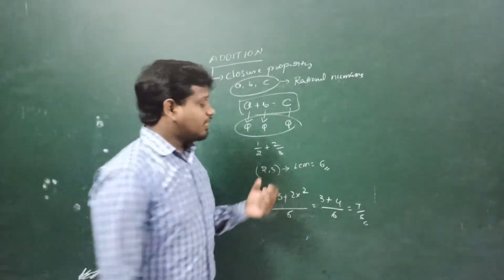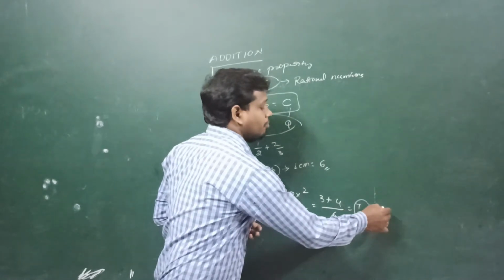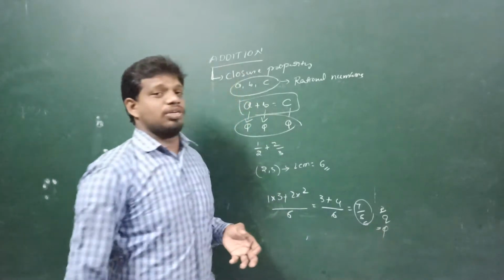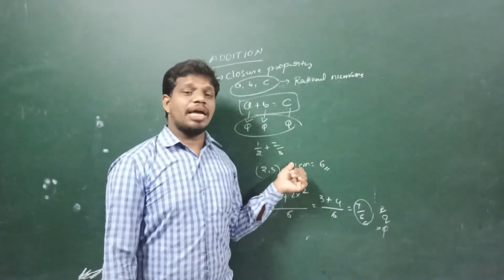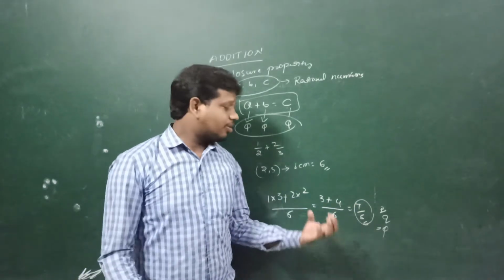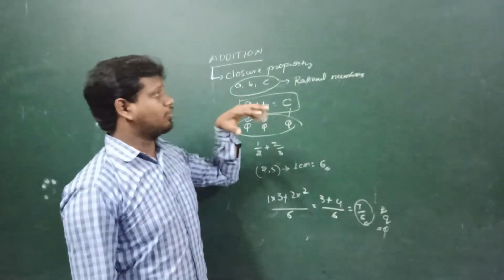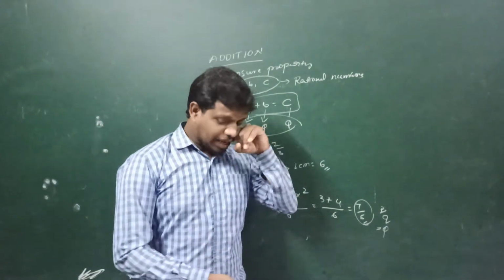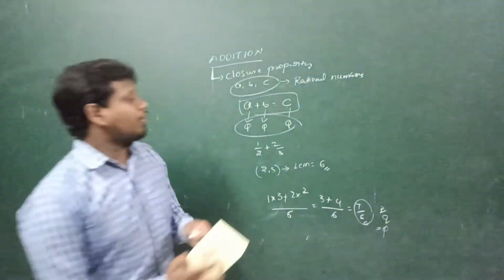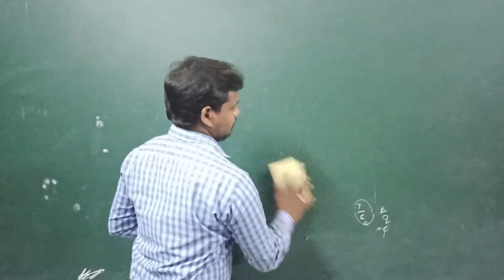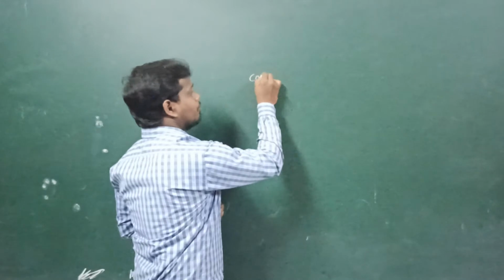Now see children, this 7 by 6 is in the form of p by q, so what can we say? It is a rational number. And the sum of two rational numbers is also a rational number. Then the rational numbers satisfy the closure property under addition. Did you understand children? Okay. Next we will discuss the commutative property under addition.